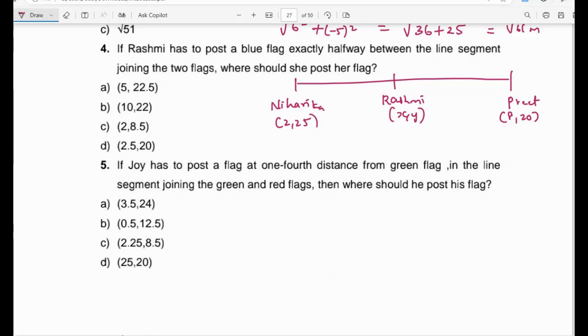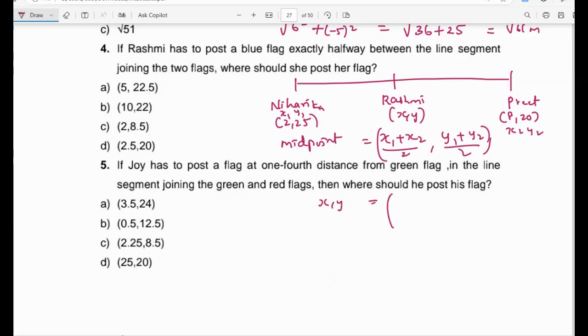So by using the midpoint formula, we have something called the midpoint formula. What is the midpoint formula? That will be (x1 plus x2) by 2, (y1 plus y2) by 2. So this will be x1 y1, and this will be x2 y2. Taking the values, we can write that, this is the midpoint x comma y. So now this will be (2 plus 8) by 2, comma (25 plus 20) by 2.